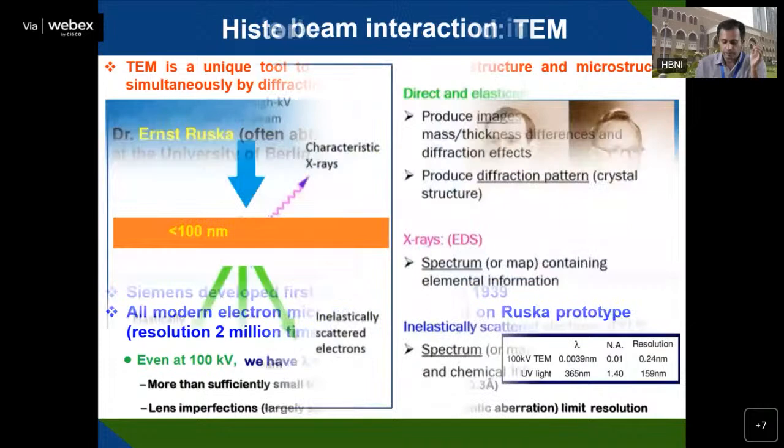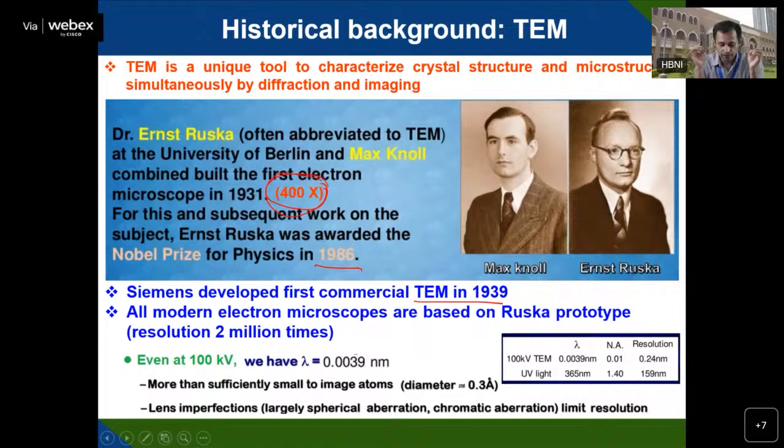Siemens then developed the first commercial TEM in 1939, and all modern electron microscopes build on that. As I told you, the resolution is 2 million times that of the first electron microscope Ruska developed. Even at 100 kV, the wavelength lambda is 0.0039 nanometer, which is more than sufficiently small to image atoms. You can get atomic information because of this very low wavelength.